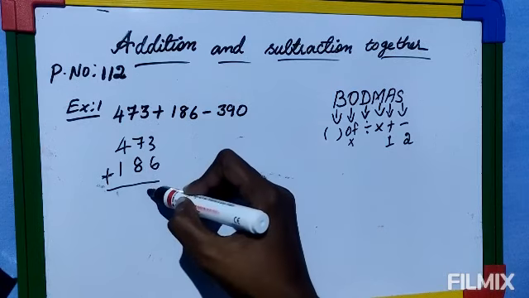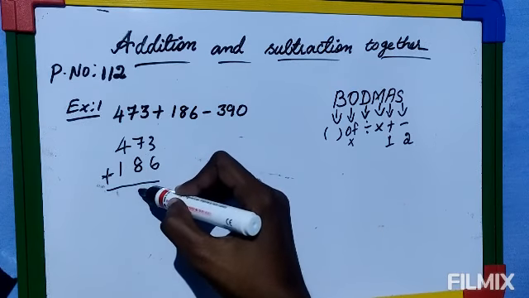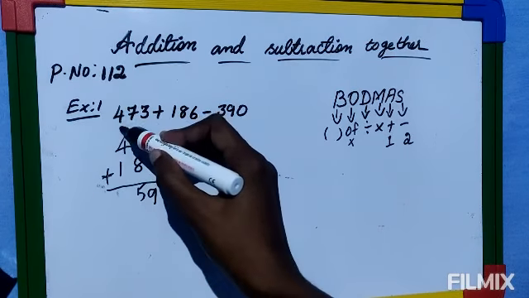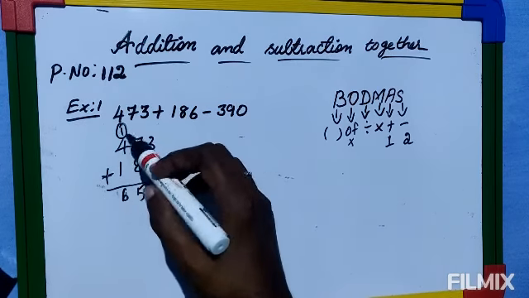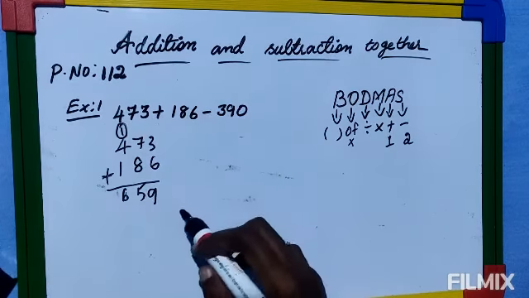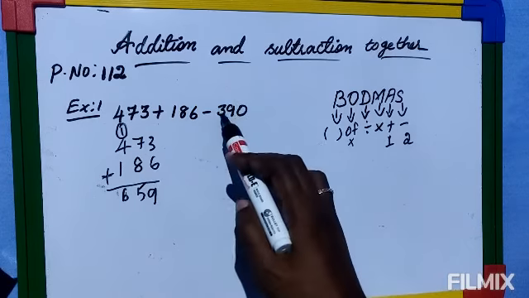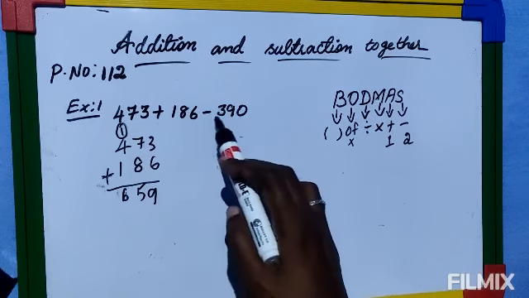So 3 plus 6, 9. 7 plus 8, 15. So 5 you will write here, 1 you will carry here. 4 plus 1, 5. 5 plus 1, 6. So we have finished the addition. Now you have to do the subtraction. Subtract means these two numbers you will not subtract. It is not like that.